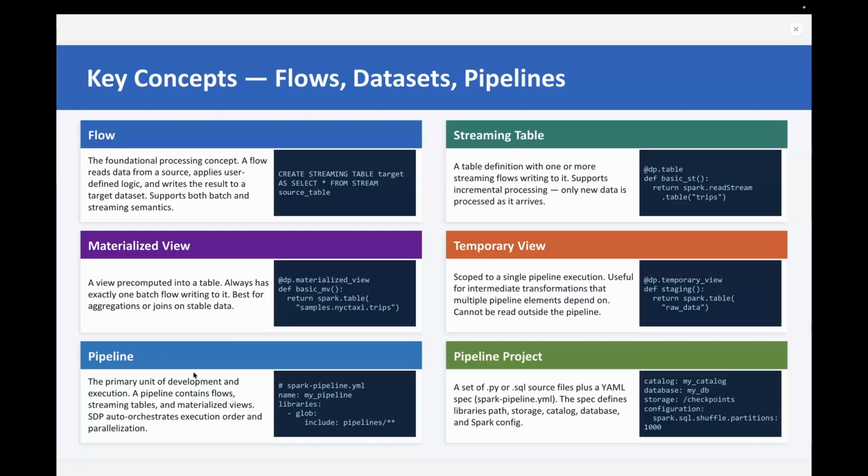When it comes to pipeline, it is the primary unit of development and execution. A pipeline contains flows, streaming tables, and materialized views. SDP automatically orchestrates execution order and parallelism. This is code we mostly place in the spark-pipeline.yaml file.